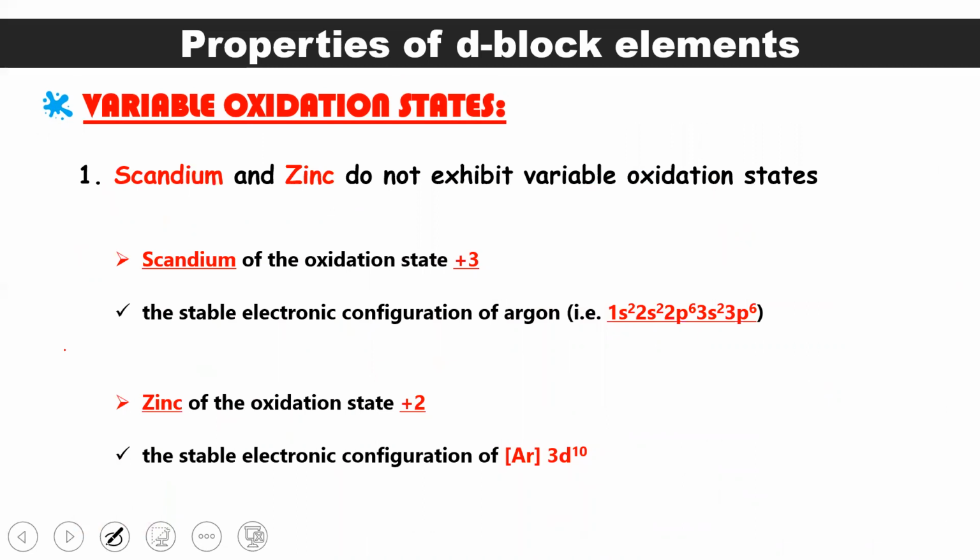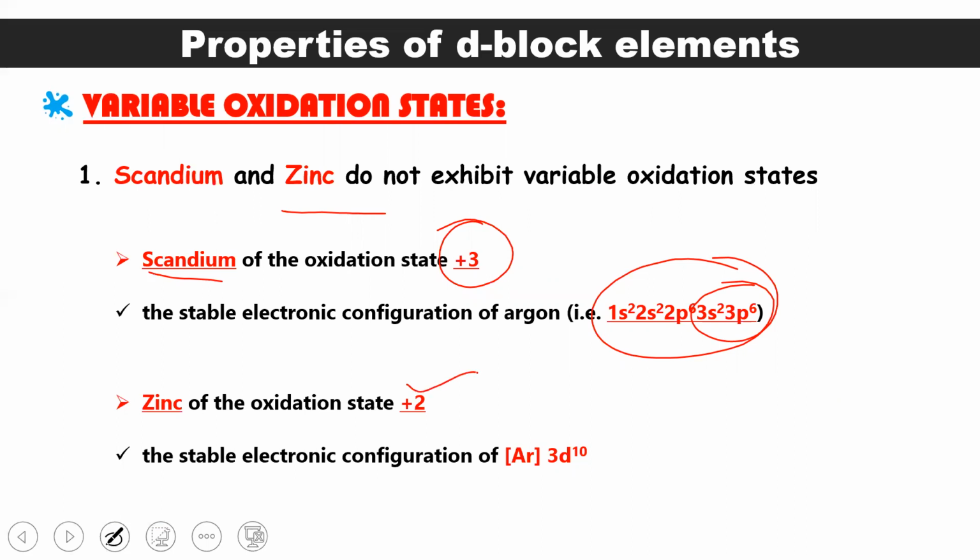Series 1, scandium and zinc. Scandium and zinc both do not exhibit variable oxidation states. That means scandium and zinc will show only one oxidation state. Scandium will show the +3 oxidation state. If you observe the electron configuration of scandium in the +3 state, it is the most stable electron configuration.